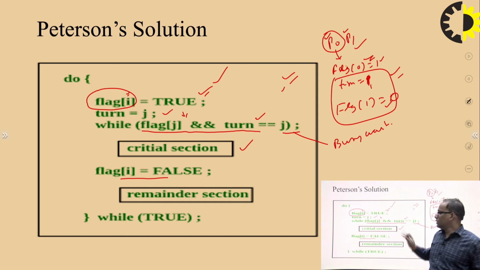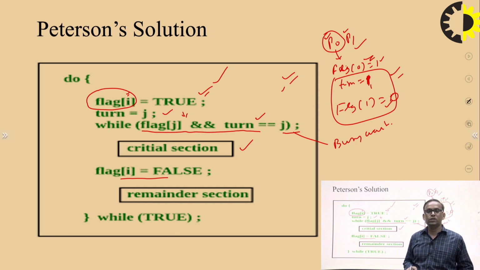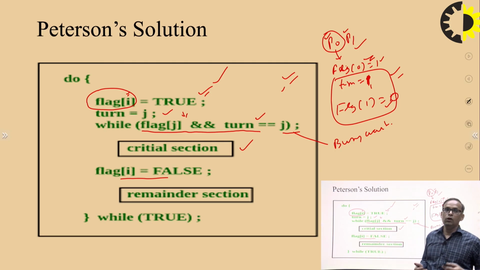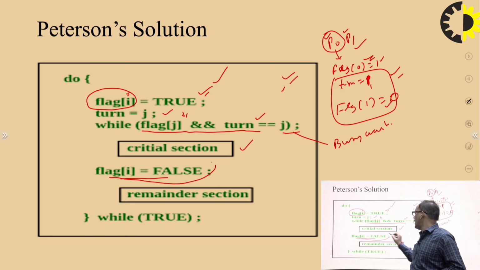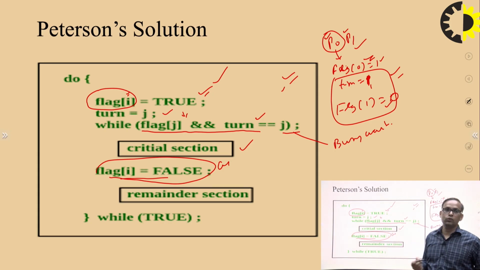What is the common solution? Whenever a process wants to enter its critical section, at first it will initialize its flag variable as true. Then when it exits from the critical section, it will set its flag variable to false. So this statement is the exit section, and here it gives the chance to the other process.